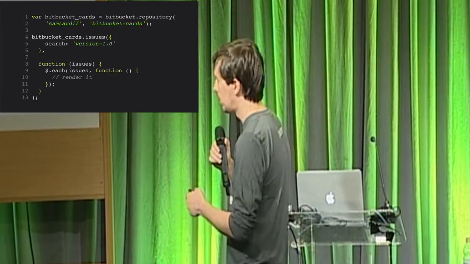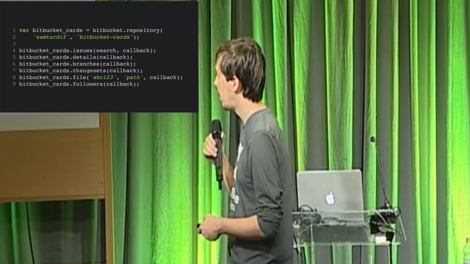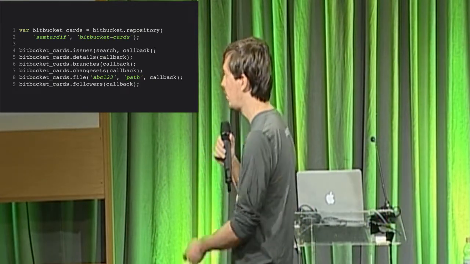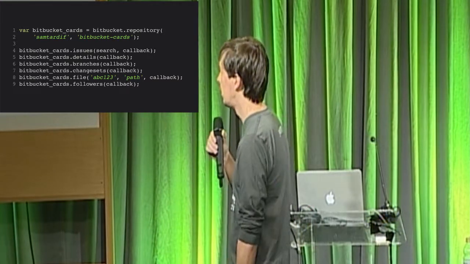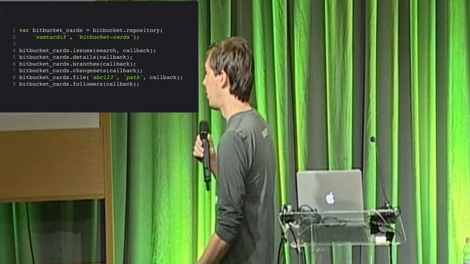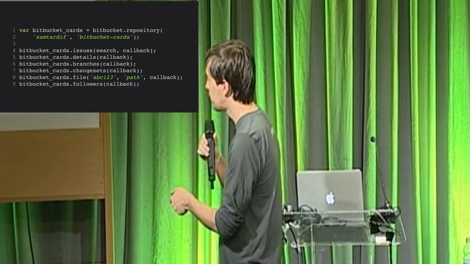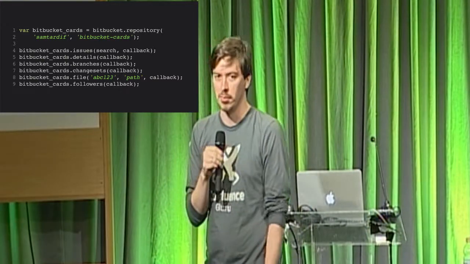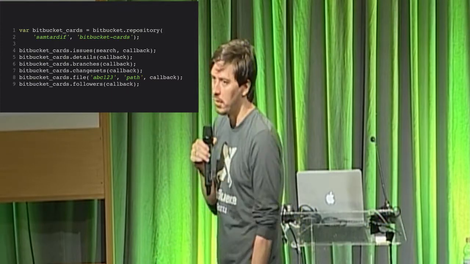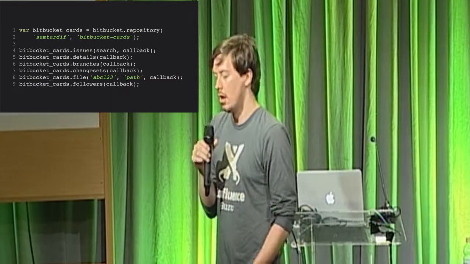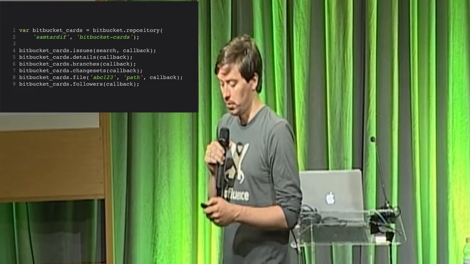And this thing is pretty cool. Unfortunately, it wasn't ready when I pretty much finished my first cut of cards. I'm working on getting it in there now, so I haven't used it in anger. But there's a whole lot that you can do with it, right? There's getting details, branches, change sets, files, and directories and stuff off repository objects. And there are objects for all the other different endpoints out there, so it's a pretty complete thing, and it's pretty awesome.